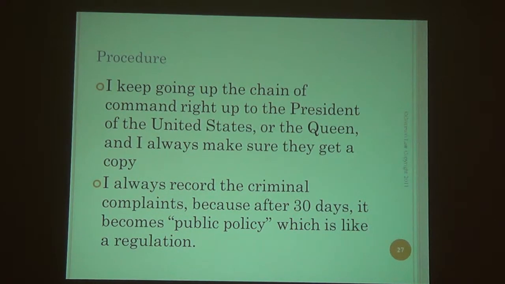You see this over here? This is a criminal complaint against the Queen. I'm going to be sending her a copy here pretty soon, because this stuff with customs is proof that she's perjured her oath. I always record the criminal complaints because after 30 days it becomes public policy, which is like a regulation.